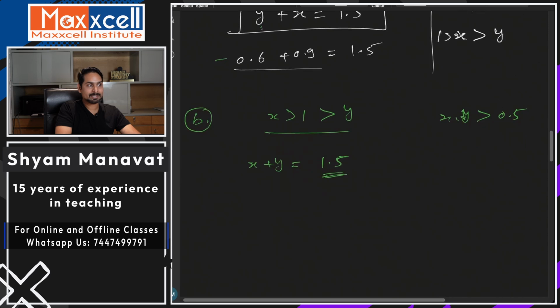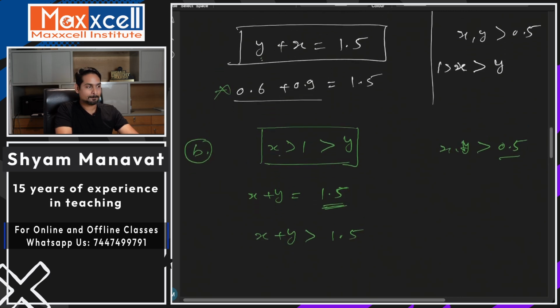So x plus y is 1.5. Is it possible to have any combination of x and y which can give you this? Here y has to be more than 0.5 and x has to be more than 1 as per the option. So x plus y in that case will always be more than 1.5, right? So it cannot be equal. That means we will at least not fall in this condition of LHS equal to RHS. Are you getting it?